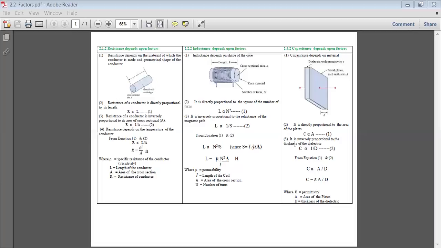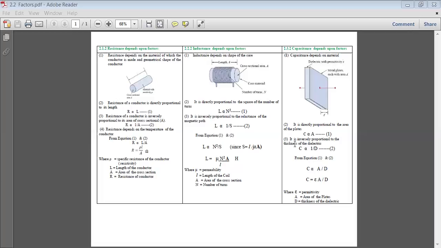First we go for resistance: on what factors does it depend and what is the formula. In the same way, we go for inductance: on what factors does inductance depend and what formulas do we have. Next we go for capacitance, and we'll discuss the factors and formulas. First one, resistance depends upon the material of which the conductor is made and the geometrical shape of the conductor.